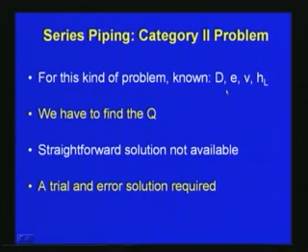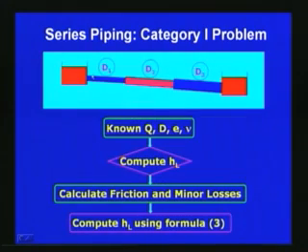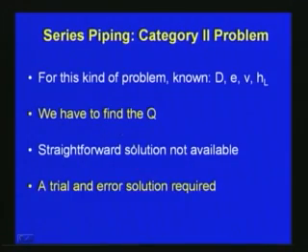And then for the category 2 problem, the known values are the diameter, the roughness height e, the kinematic viscosity and also the head loss, and we want to find out the discharge Q. Since the discharge is not known from one pipe to another, we cannot go for a straightforward solution. We have to go for a trial and error solution for this category 2 problem. So, the diameter, roughness height, kinematic viscosity and head loss HL are given, and we have to find out Q. The solution is not straightforward.